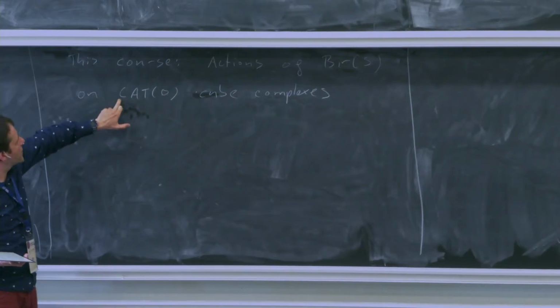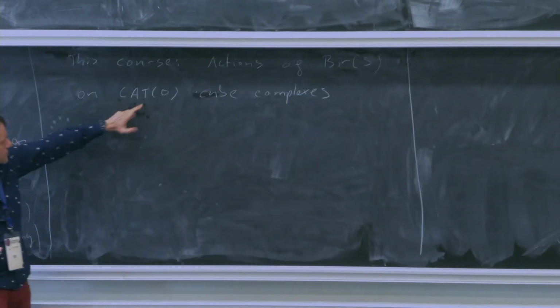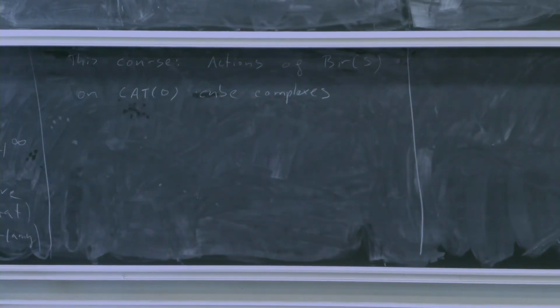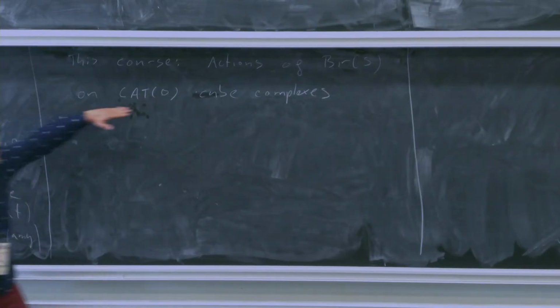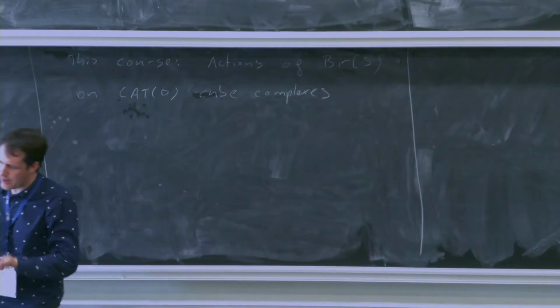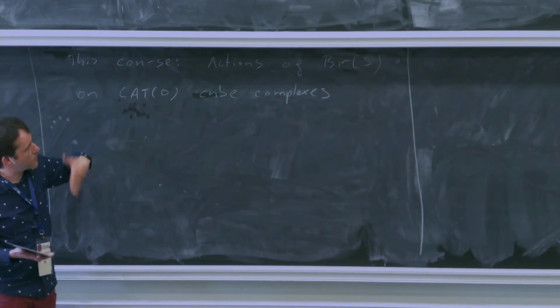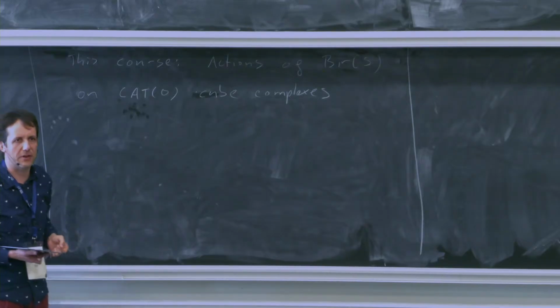So CAT stands for Cartan, Alexandrov, and Toponogov. So it's like three initials. So a CAT(0) cube complex is another generalization of non-positive curvature to some combinatorial metric setting.